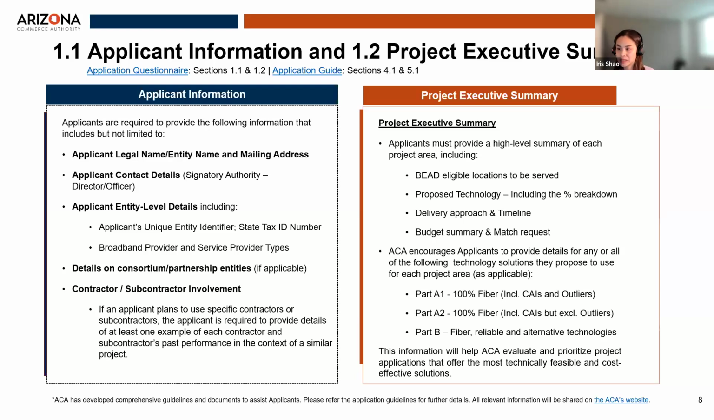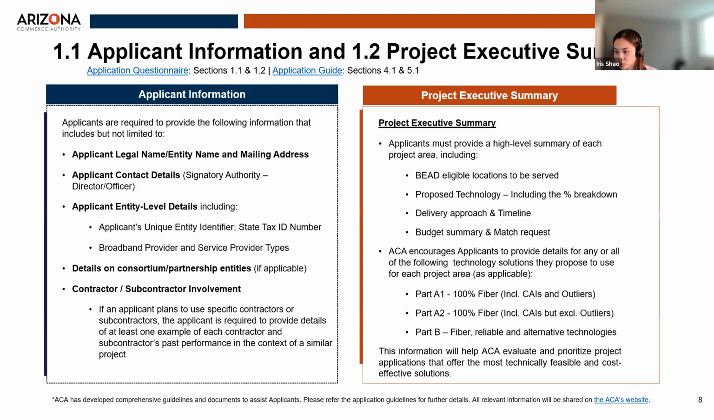For section 1.2, the project executive summary, this is where we'll ask you to provide a high-level summary of each project area. That includes the BEAD eligible locations that you're proposing to serve, proposed technology. If you're proposing part B, which is not 100% fiber, we'll ask you to provide the percentage breakdown. We'll also ask you to provide delivery approach and timeline, budget summary, and match request.